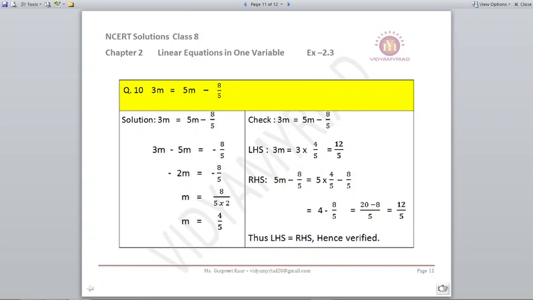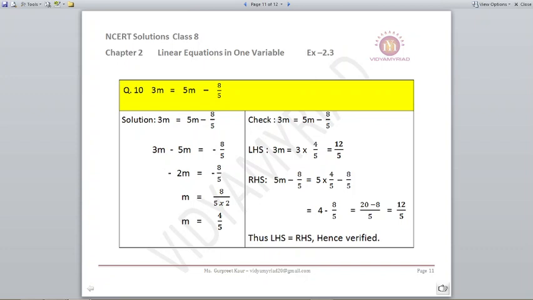Next question, 3m is equal to 5m minus 8 upon 5. Now take 5m or variable on the one side. So 3m minus 5m is equal to minus 8 upon 5. So 3m minus 5m gives you minus 2m is equal to minus 8 upon 5. Both the sides have minus, we can cancel it. So m is equal to 8 upon 5 multiplied by 2. m is equal to 4 upon 5.